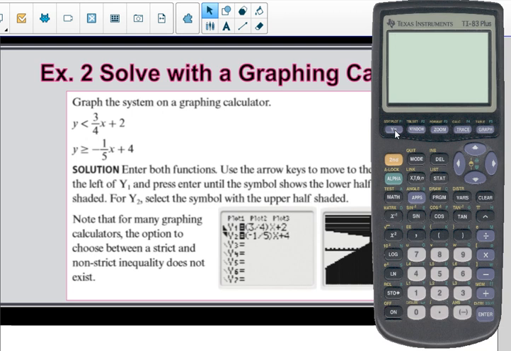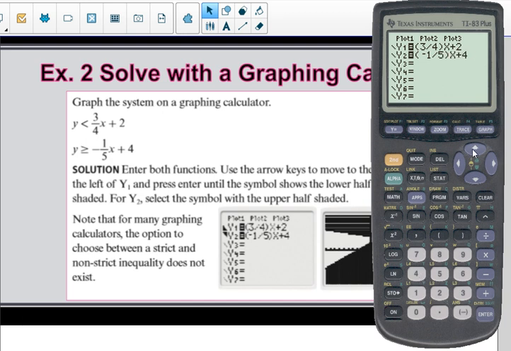So you need to go to the y equals button, and we're going to type in these two equations. So the first one, I'm going to use parentheses for fractions. So I have 3 divided by 4 in parentheses. That's my x plus 2. And then the bottom one, it's got to be parentheses negative 1 divided by 5 and parentheses x plus 4.